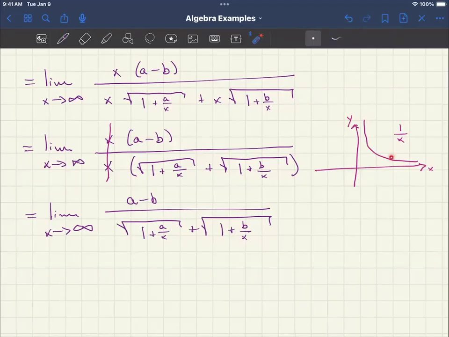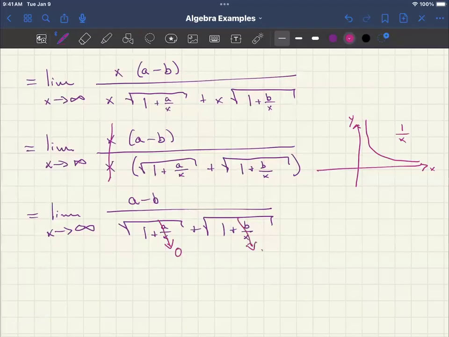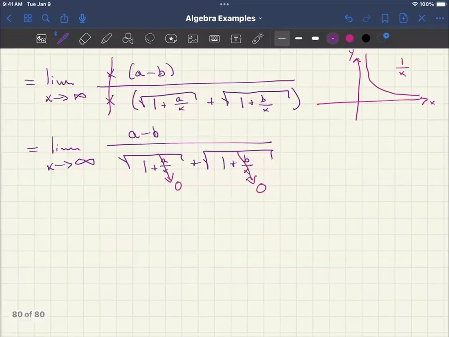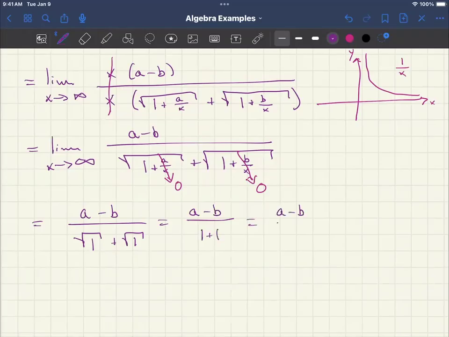So your graph is still going to go towards 0, which means when we plug in infinity for x now, a over x and b over x both go towards 0, which allows us to actually get our solution: a minus b over the square root of 1 plus the square root of 1, which is a minus b over 1 plus 1, which is a minus b over 2. And that is not a solution that probably looked possible when we started this problem.